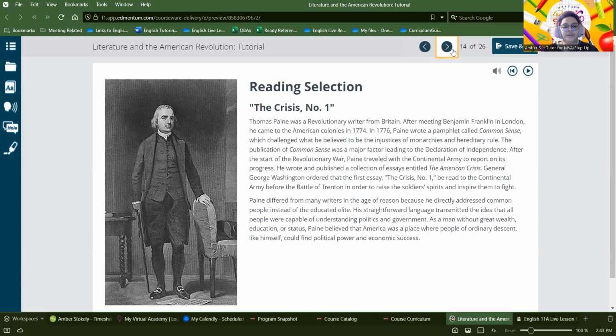So remember we talked about the American Crisis when he published that. That was part of the timeline. So we're just going to go over the background and history of this man who wrote it. He was a revolutionary writer from Britain. He came to the colonies in 1774, after meeting Ben Franklin. He was so inspired, he came to America.